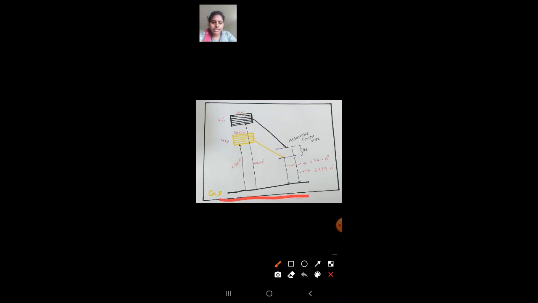This is our ground state, and here the ruby rod only absorbs two colors, one is green color and the second one is blue color. The green color has a wavelength of 5500 angstroms. So what is the level of the green light? 4F2 level, first let us assume that. And here 4000 angstroms we observe blue color. So that is the 4F1 level.